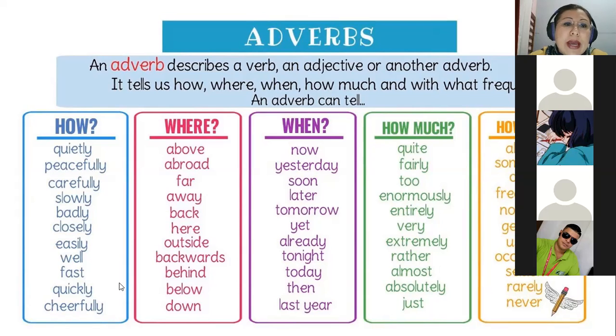And also an adverb can tell us where. When we say where, we can say above, abroad, far, away, back, here, outside, backwards, behind, below, down. Also an adverb can tell us when. Now, yesterday, soon, later, tomorrow, yet, already, tonight, today, then, last year. And how much? Quite, fairly, too, enormously, entirely, very, extremely, rather, almost, absolutely, just. And also an adverb can tell us how often: always, sometimes, often, frequently, normally, generally, usually, occasionally, seldom, rarely, or never. So that's an adverb, okay?